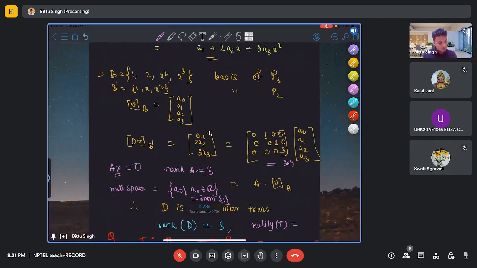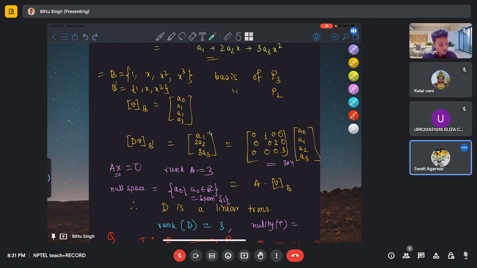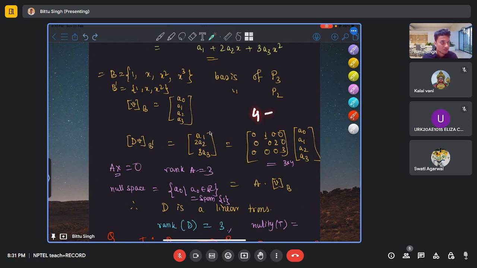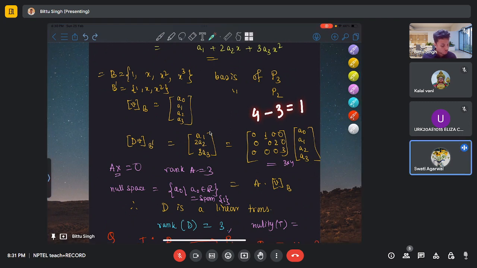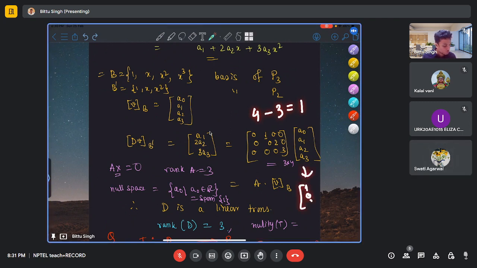I'm saying that here you can see the rank of this matrix is actually 3, but there are 4 columns, right? So what will be the number of linearly independent solutions? It will be the number of columns 4 minus the rank of the matrix 3. So the number of linearly independent solutions for this matrix is 1. The solution will be (1, 0, 0, 0). This is the linearly independent solution.